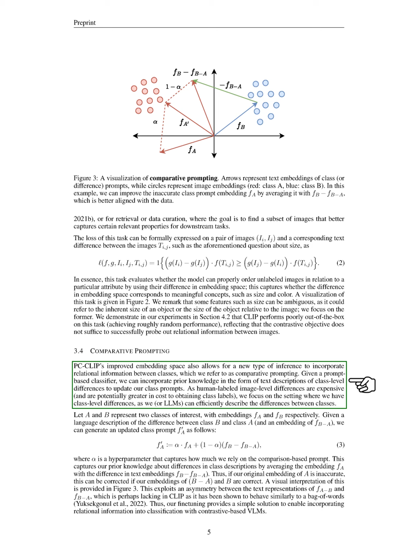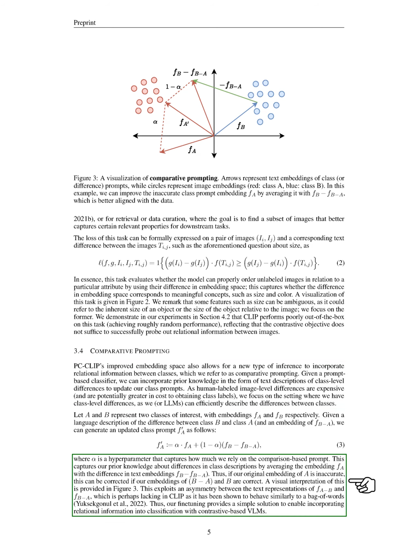Let's say we have two classes, A and B, with their respective embeddings. By using a language description of the difference between Class B and Class A, we can create an updated class prompt. This process involves averaging the embedding of Class A with the difference in text embeddings. If our original embedding for Class A is incorrect, we can correct it if our embeddings for the differences in Class B are accurate. This method takes advantage of the asymmetry in text representations, which may be lacking in CLIP.